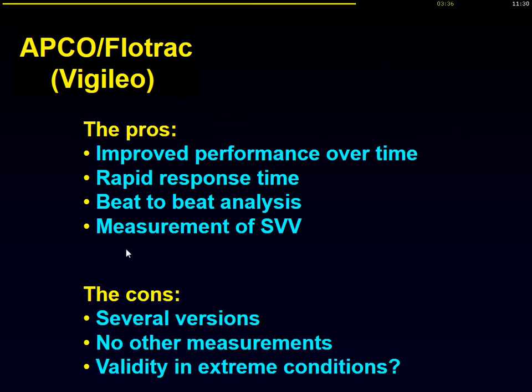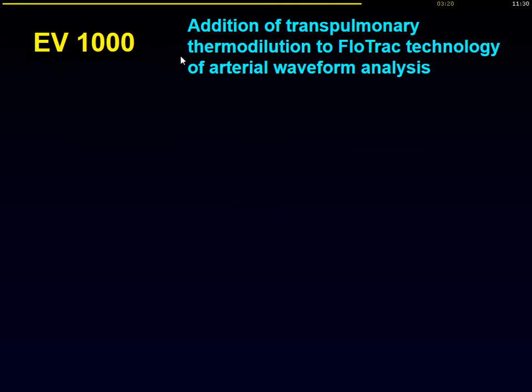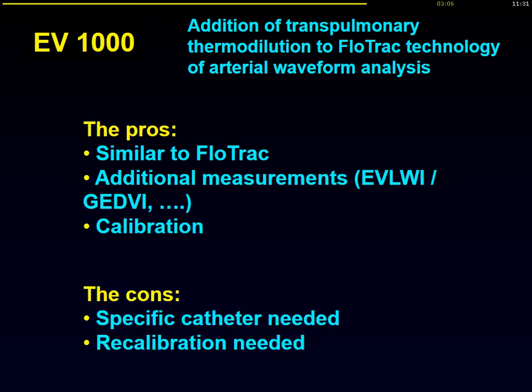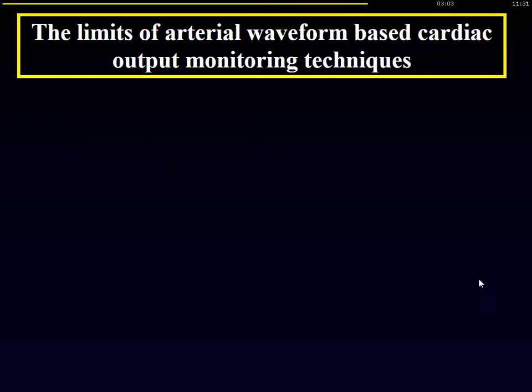The negative aspect is that several versions are used, and you need to be sure that you have the new version on board. And mostly there are no other measurements. And in complex patients, just having cardiac output, again, is not enough in many conditions. EV1000 is basically like the PICO. It's also transpulmonary thermodilution added to the FloTrac technology in between several calibrations. And so it's exactly the same advantages and disadvantages as the PICO device.